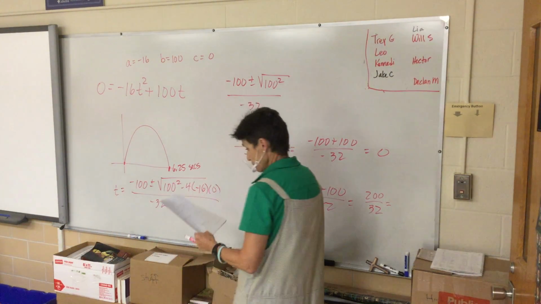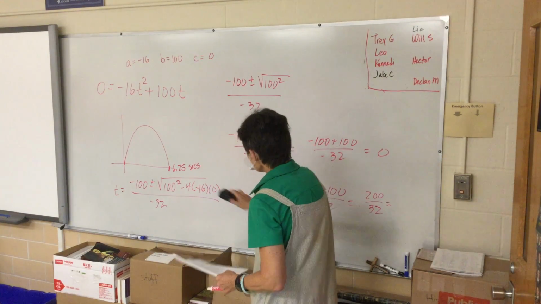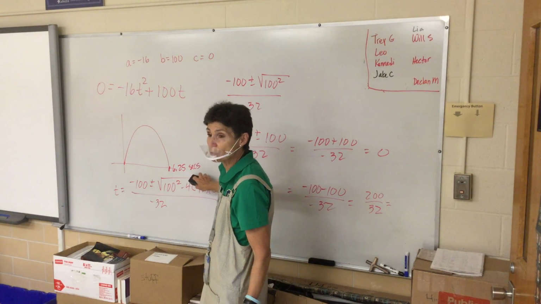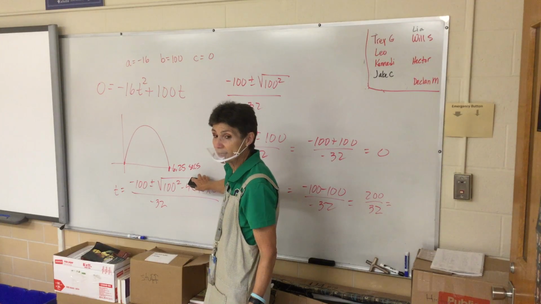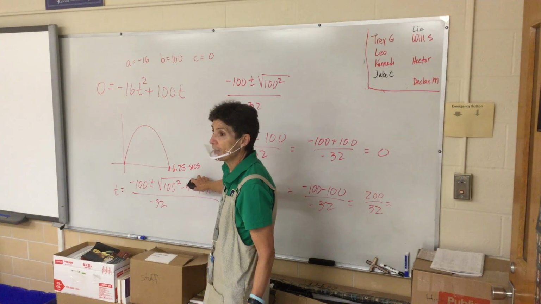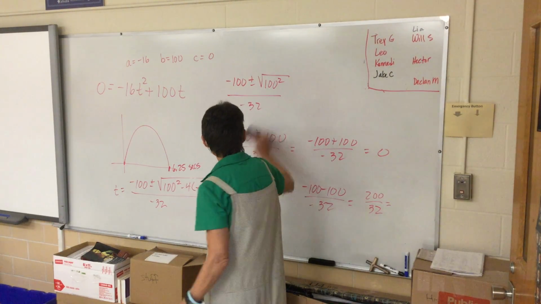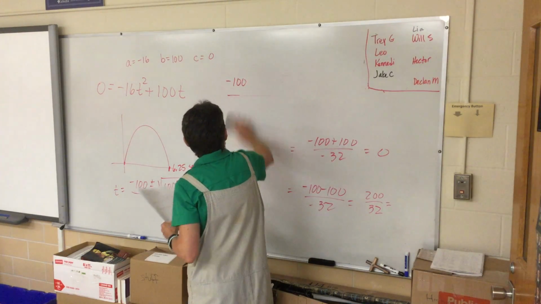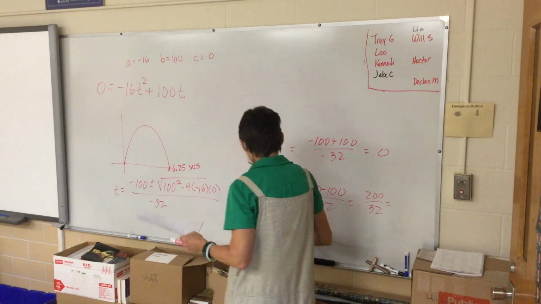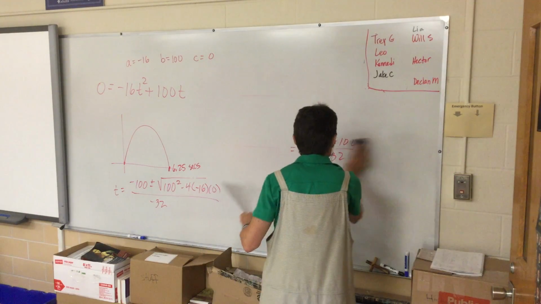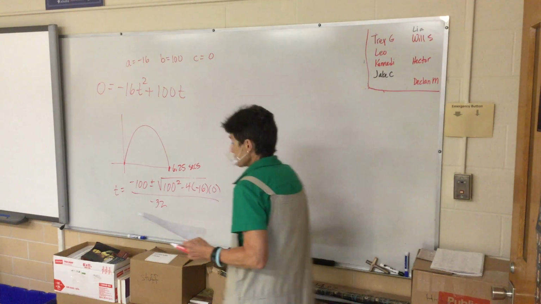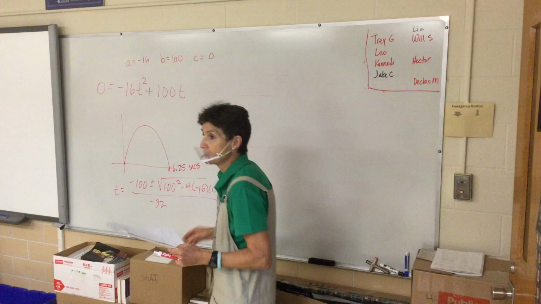So the answer to C was 6.25 seconds. Make sure you put a unit on it. When does it hit the ground? 6.25 seconds. I did it with the quadratic formula. Some of you did it by graphing. It is fine either way. Just make sure you show some work.